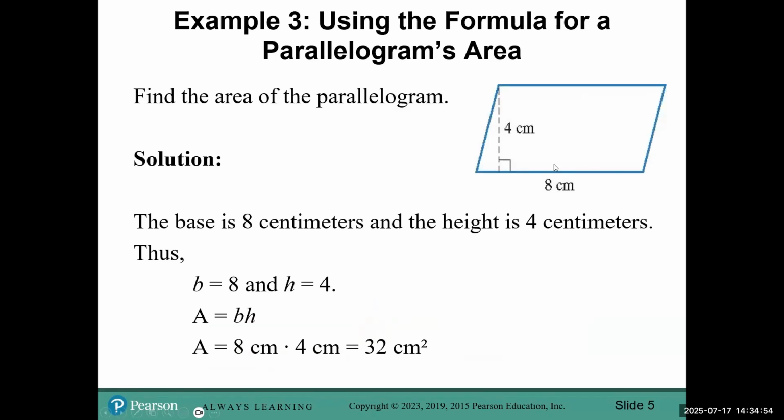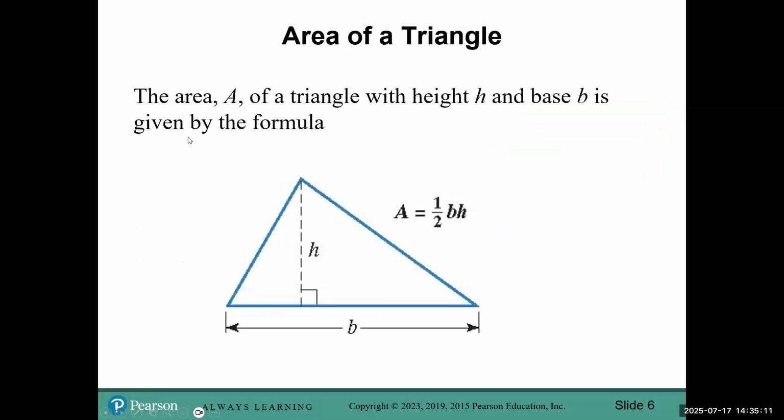All right, so here's another example. In this one, we're only given the base and the height. But you could imagine cutting off this little triangle and tacking it on over here. And now I have an 8 by 4 rectangle that would have the same area as this parallelogram.